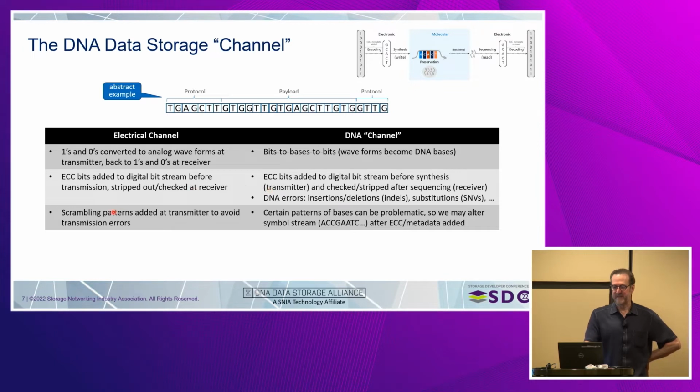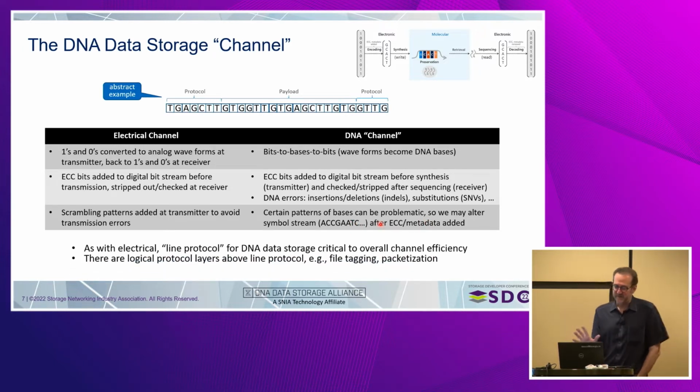And then in an electrical channel, in some cases, like with memory buses, we'll add scrambling patterns at the transmitter, because certain patterns of ones and zeros can create electrical interference on the wire. Similarly, certain patterns of bases in DNA processing can be problematic. So we may alter the symbol stream after we've added the ECC and metadata.